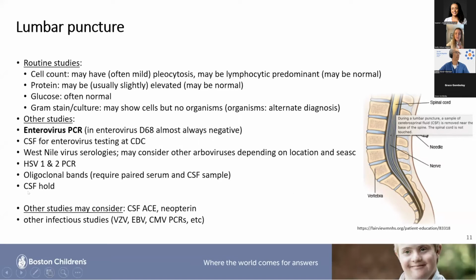I oftentimes will get this initial workup and a hold, and then based on the rest of my workup, that will guide whether I obtain other studies such as CSF ACE, looking for sarcoid, neopterin, if my routine studies are normal, looking for evidence of inflammation. And then other infectious studies that I think about are things like VZV, EBV, and CMV PCRs.